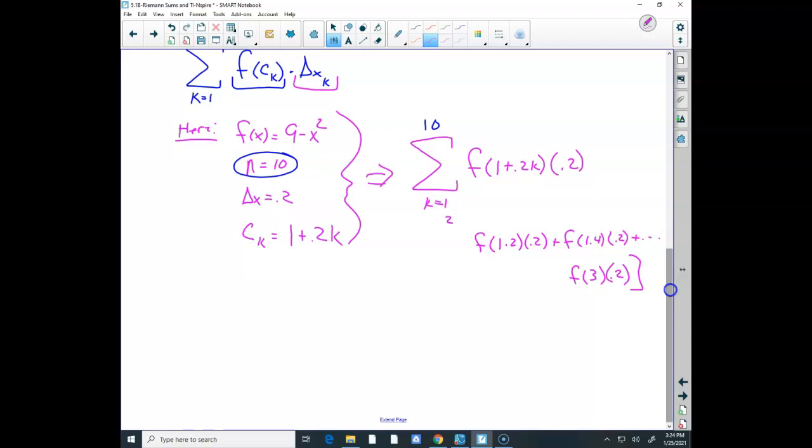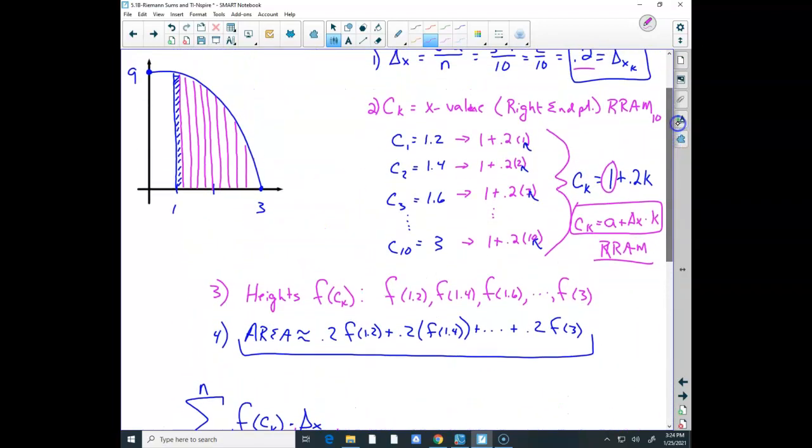Okay, and when I add all those up, that's going to give me the area of my approximated curve underneath here. Now, of course, it's using a right RAM in this case, so we are going to have an underestimate here because I can see all these rectangles are going to be underneath.